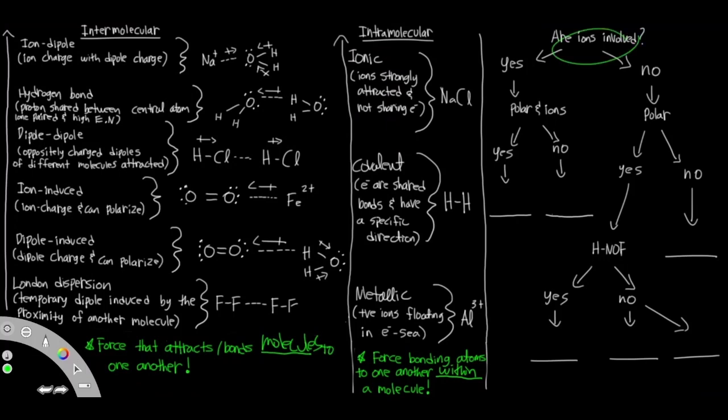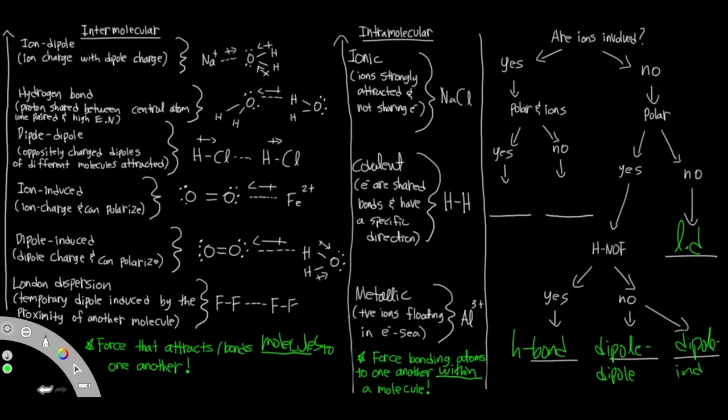In order to figure out what type of intermolecular force is going to be exhibited in a sample, first ask: are there any ions involved? If there are no ions involved, determine if it's polar. If it's not polar, it's going to be LD, London dispersion. If it is polar and it goes through HNOF, it's going to be an H bond, hydrogen bonding. If it doesn't go through HNOF, it's going to be dipole-dipole or dipole-induced. So I'm going to put dipole, IND.